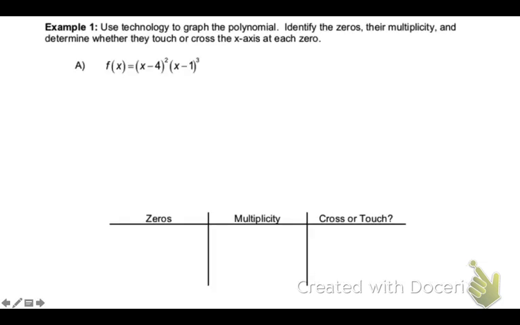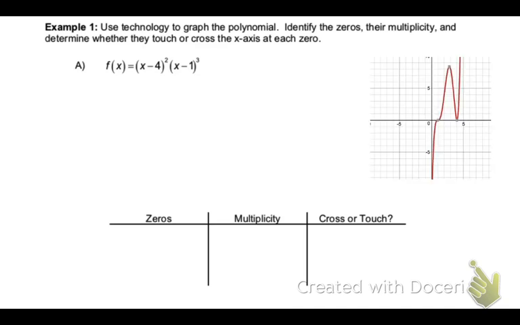So let's look at this, and let's use technology to graph this first. So we have x minus 4 squared and x minus 1 cubed. So we get a graph that looks like that. Okay, we can set both those factors equal to 0. So x minus 4 equals 0, you get x equals 4. x minus 1 equals 0, you get x equals 1. So that's going to be 4, 0, and 1, 0.